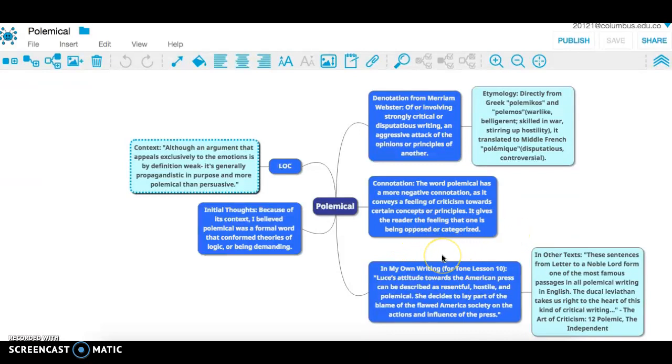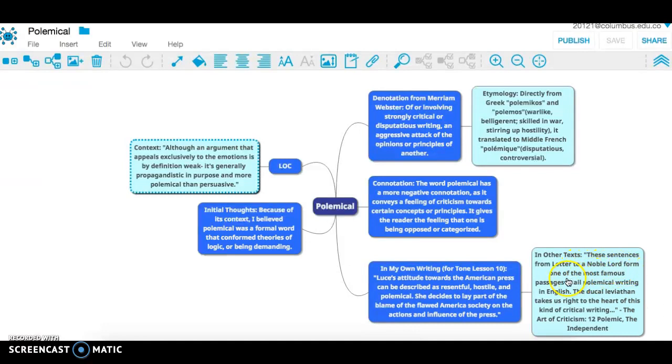So in my own writing, I applied it to tone lesson 10, like the first part, and the sentence is, Luce's attitude towards the American press can be described as resentful, hostile, and polemical. She decides to lay part of the blame of the flawed American society on the actions and influence of the press.